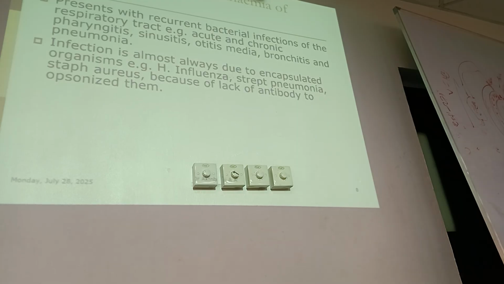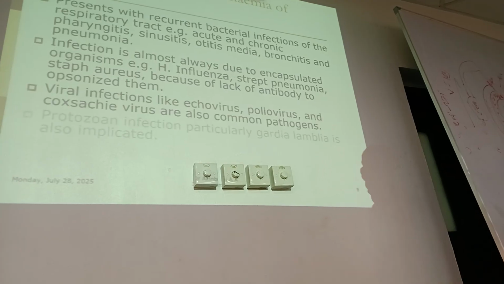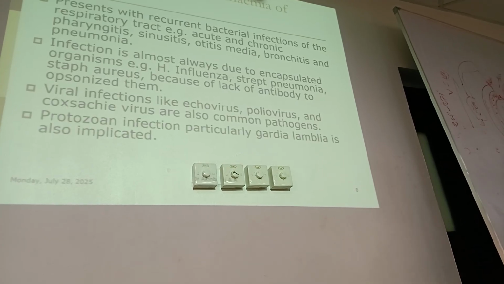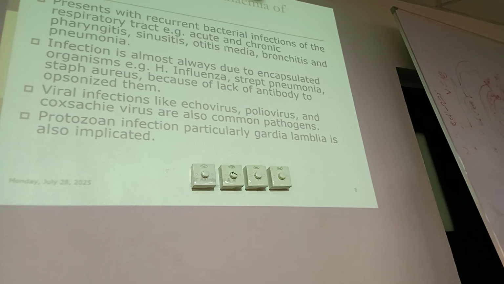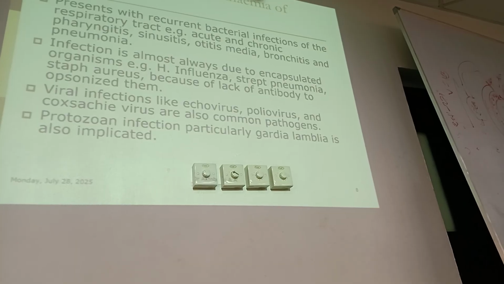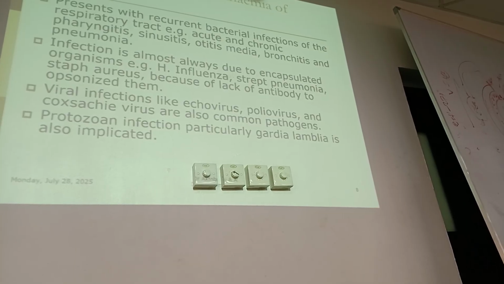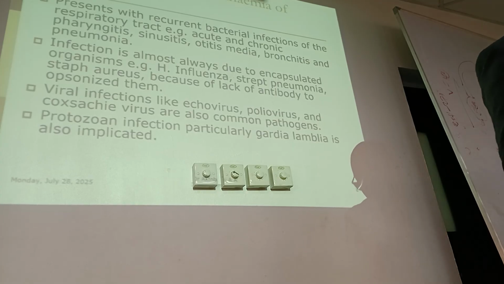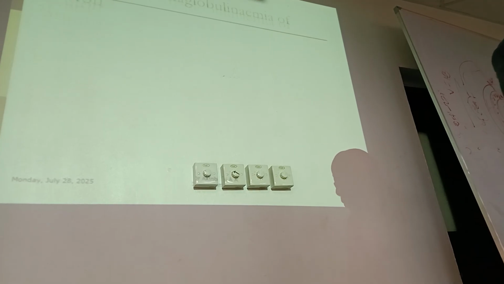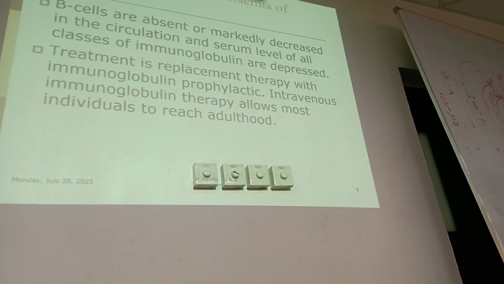So they are bombarded with various forms of infection. Viral infections are not left behind, like echovirus, poliovirus, Coxsackie virus are also common pathogens. Protozoal infections are also involved, like Giardia lamblia is implicated. So the child is exposed to a lot of infections. B cells are absent or markedly decreased in circulation and serum levels of all the kinds of immunoglobulins are decreased. So it affects all the levels of immunoglobulin.